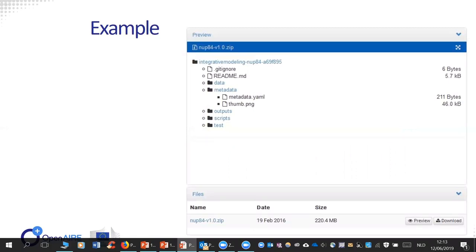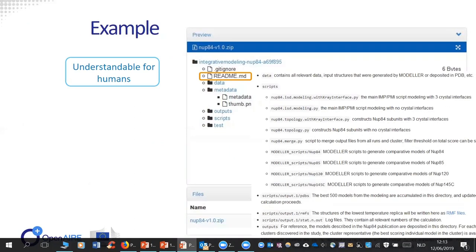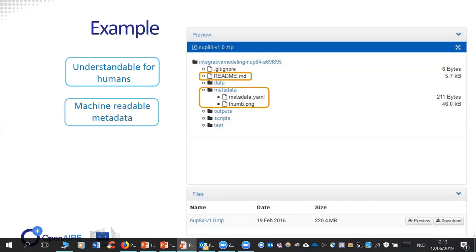where I think it's a good example of what to upload. As I said, the idea is that people outside of your project, when they find your data, know immediately, or at least after investigating a little bit, what your data is about and what you can do with it. So this has a README file, which makes the data understandable for humans. It lists all the things that are in this file and all the scripts. It also has metadata, machine-readable metadata.